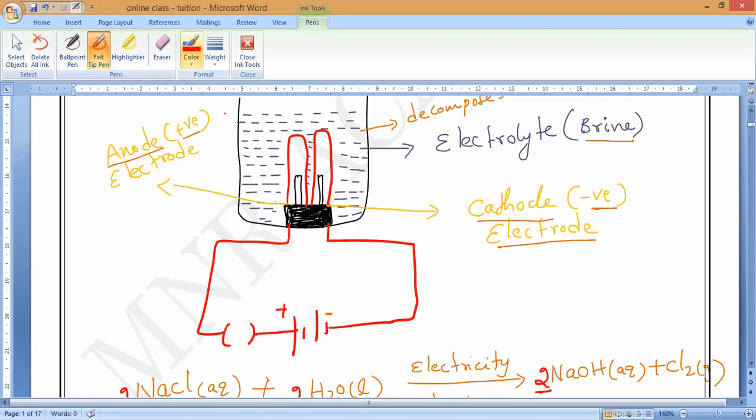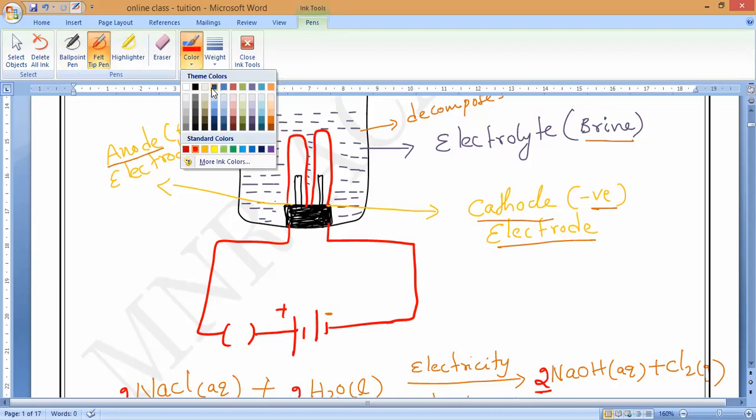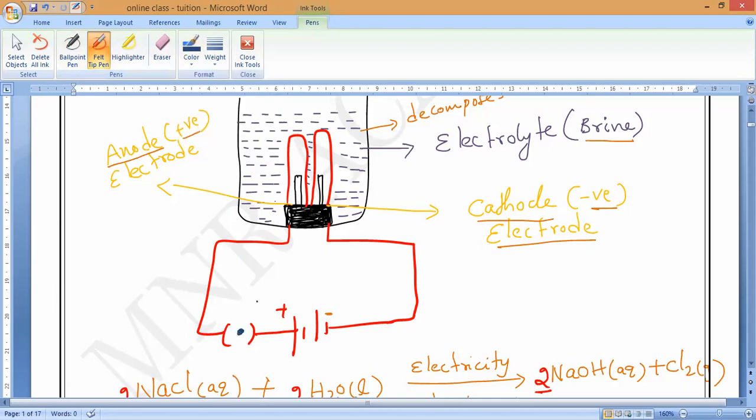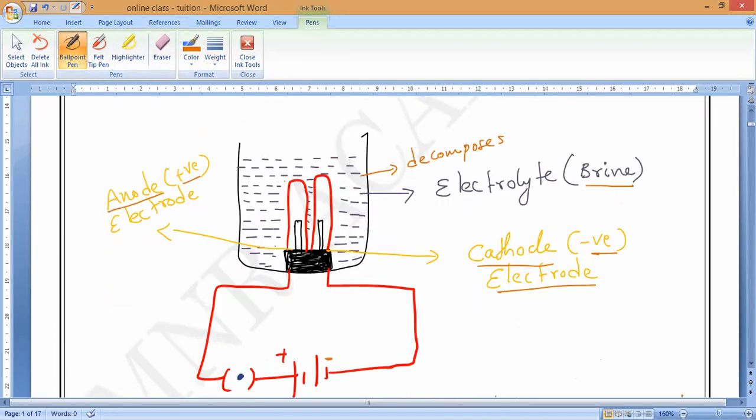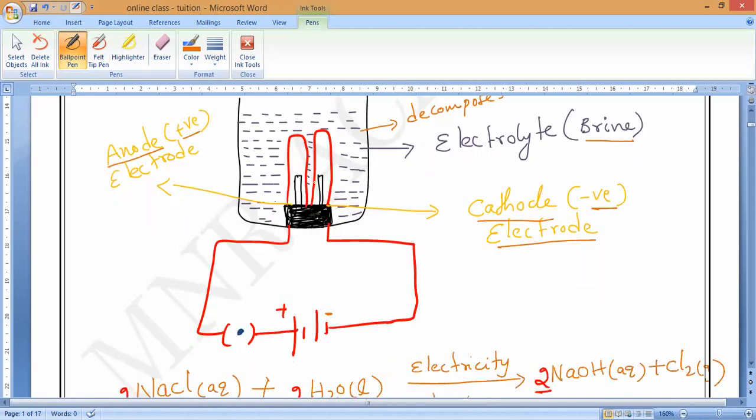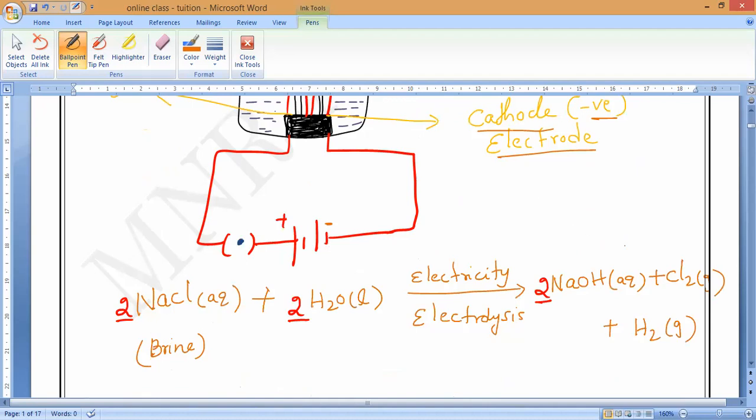If I switch it on, what will happen? The electricity will pass through it and the decomposition reaction will take place. Is it yes or no, guys? Yes. Now, where the products will form is very important. If you observe very carefully here, we are getting sodium hydroxide aqueous solution, chlorine gas and hydrogen gas.